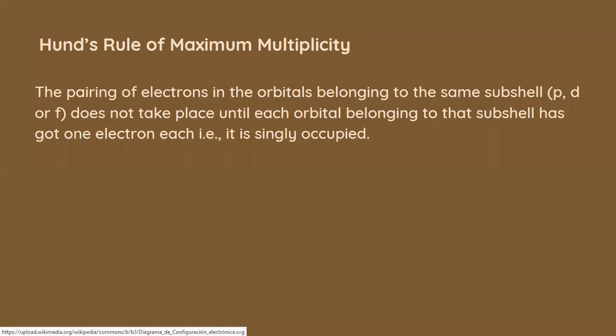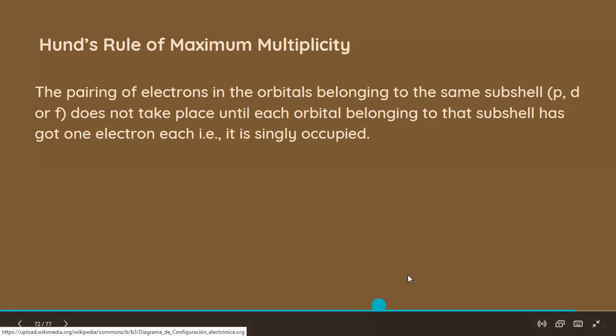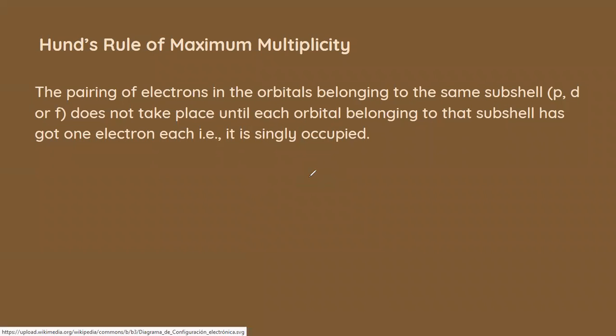The third is Hund's rule of maximum multiplicity. The pairing of electrons in the orbitals belonging to the same subshell does not take place until each orbital belonging to that subshell has gotten one electron each. We will be doing the electronic configuration again in detail. But for example, we will take the example of nitrogen. Nitrogen's atomic number is 7. Once again, let's leave nitrogen out of this.